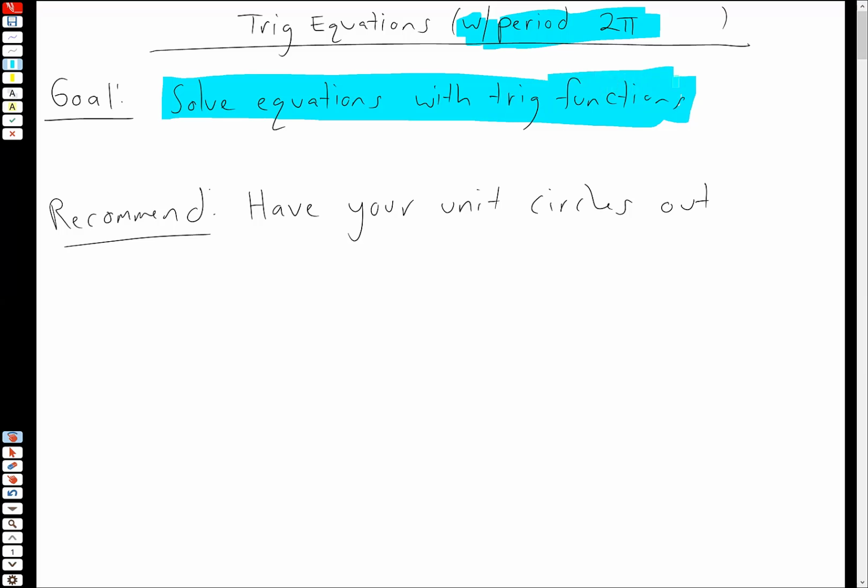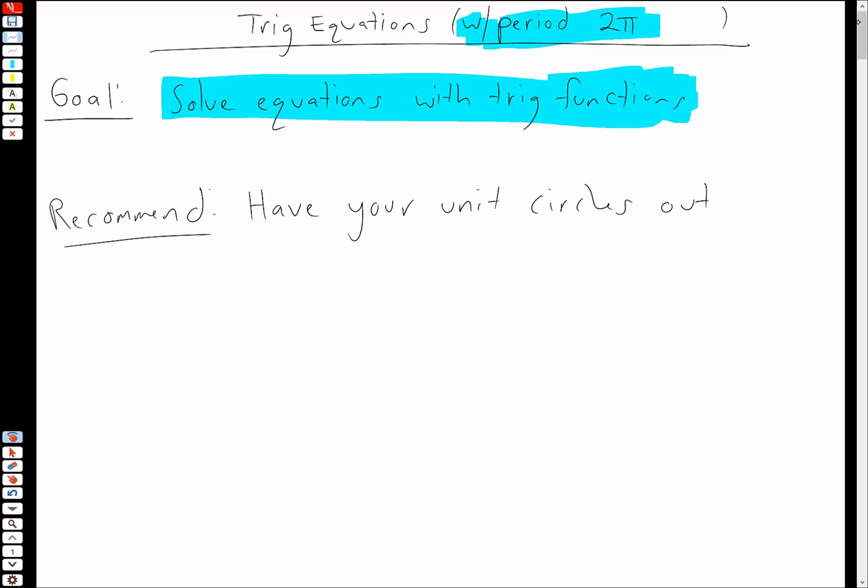And you're going to see that as we solve these, this should reflect how we would solve a log equation, an exponential equation, sometimes quadratic. But a lot of those ideas that we used in those subjects are going to come back into play in this as well. So what I recommend, make sure you have your unit circles out.